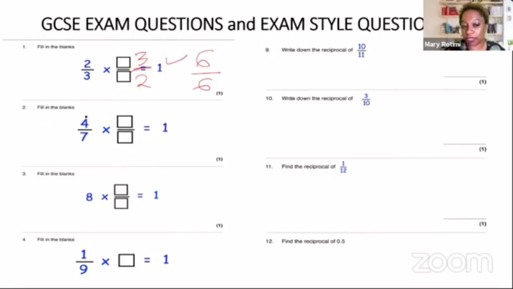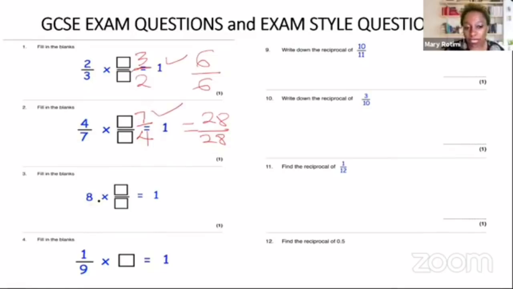How about this one? What can you multiply by this to give you 1? You know when you turn something upside down and you multiply it by that number you've turned upside down, you're going to get 1. That's the reciprocal, isn't it? That's how you check if your answer for your reciprocal is correct. So if I put a 7 there over 4, if I multiply it out to check my answer, what am I going to get? 4 times 7 is 28, and 7 times 4 is 28. 28 divided by 28 is 1. So our answer is correct.